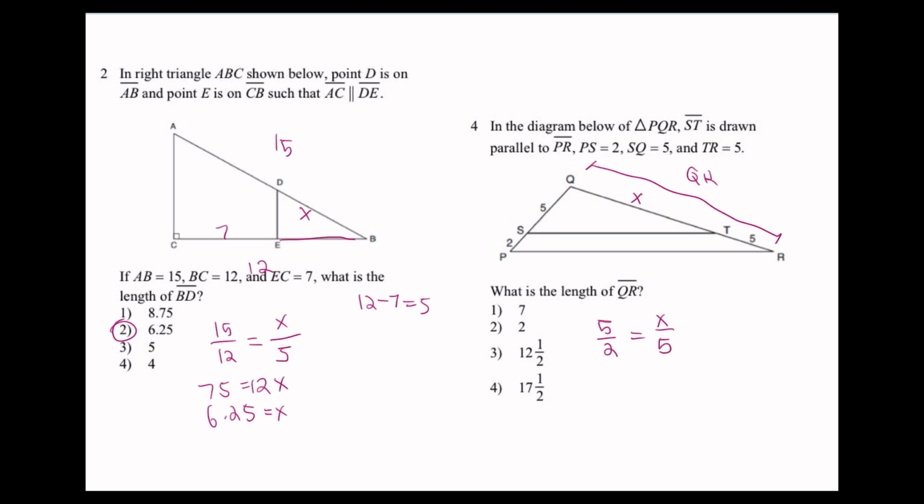So we can cross multiply. 25 is equal to 2x. 12.5 is equal to x. Remember, this is not the answer because we're trying to find this whole length, not just this one little length. So we have to do 12.5 plus 5, which is equal to 17.5. So number 4 is your answer.